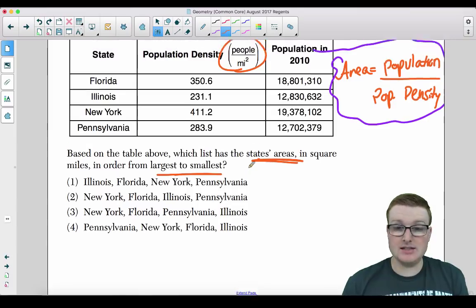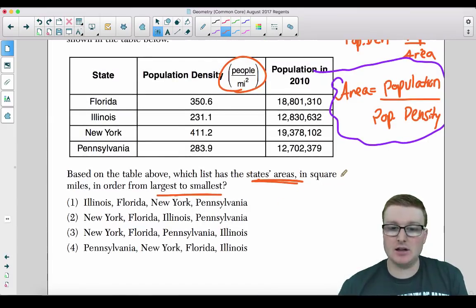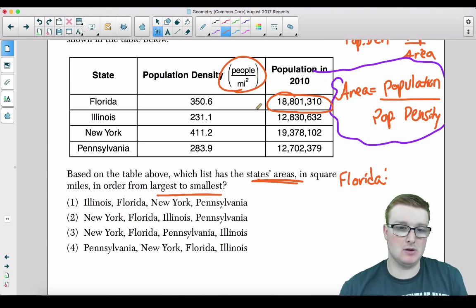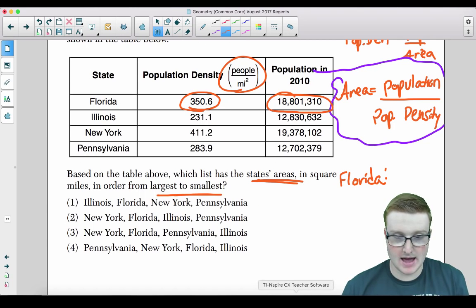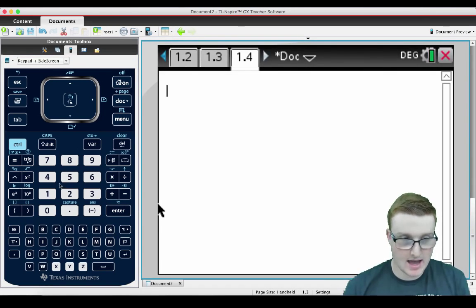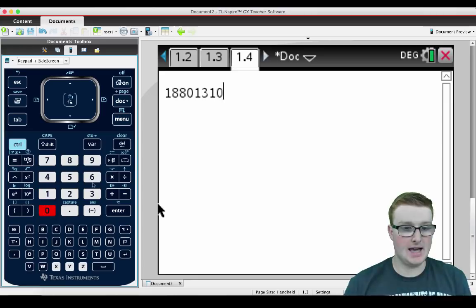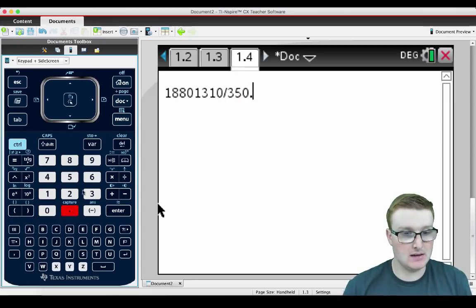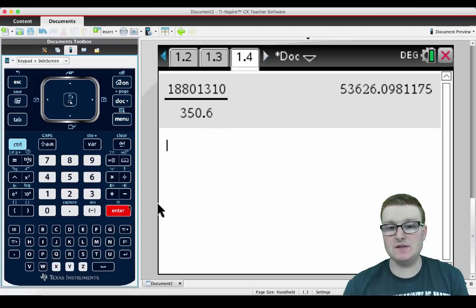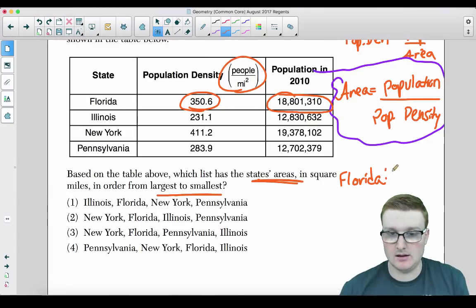So let's take a look here. Let's calculate the area of all the states. Let's calculate the area for Florida. The population in Florida is that many people, and this is the population density. I'm going to plug that into my calculator. So we get 18,801,310 divided by 350.6. That yields an answer of 53,626. Okay, let's go ahead and try Illinois.